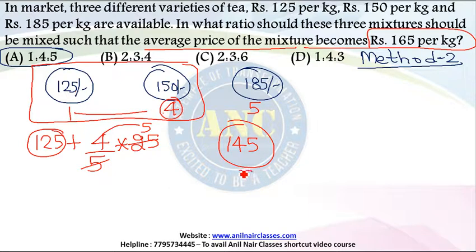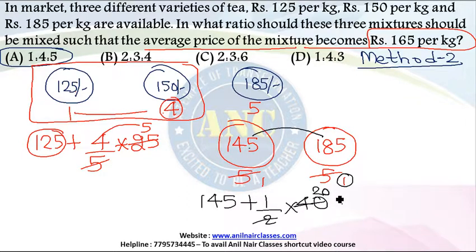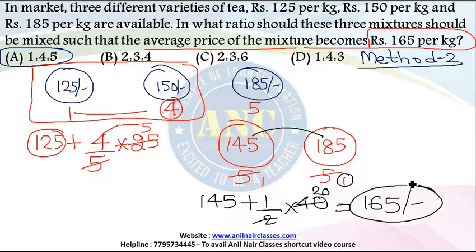4 plus 1 combination is 5. The last circle is 185 with 5. Again it is 5:5, which is a 1:1 ratio. Again apply the same logic. It is 145 plus diagonal element is 1. Sum of 1 and 1 is 2. Difference of 185 and 145 is 40. 40 by 2 is 20. So 145 plus 20 is 165. I am getting the answer as 165, which is given in the question. Therefore, my assumption is right.